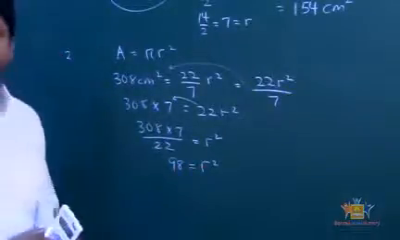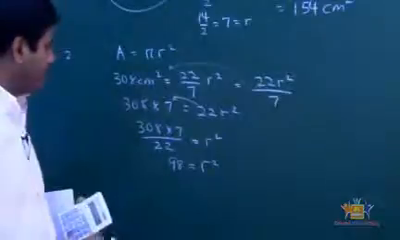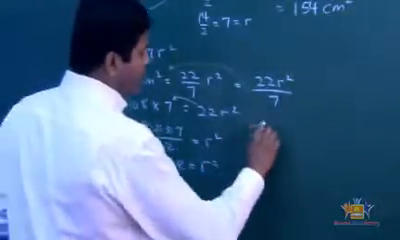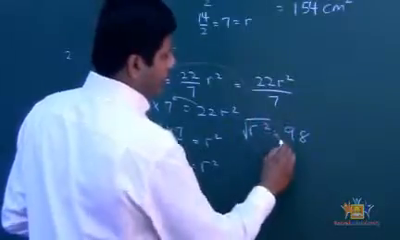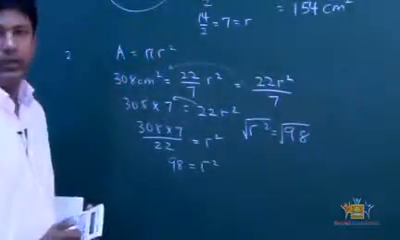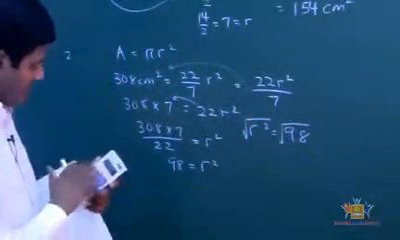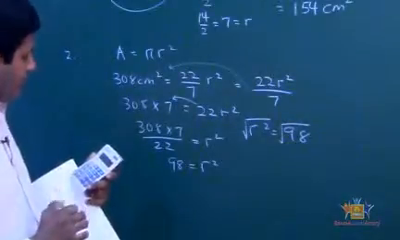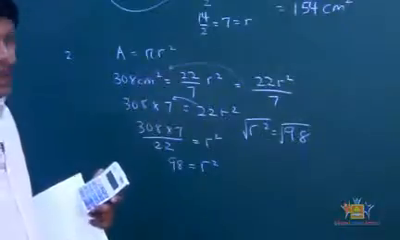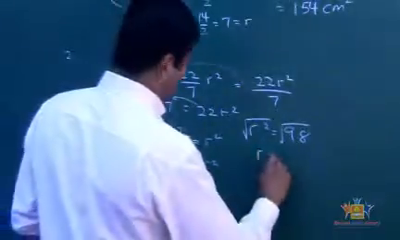But I'm looking for what? r. So we're going to do what? Square root. In other words, r squared equals 98, and I'm looking for r. I'm going to square root, which means I'm going to square root this side also. So let's find the square root of 98. That gives me 9.899.